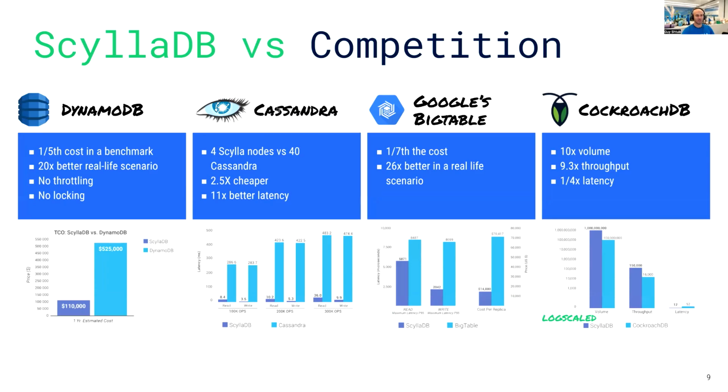Okay, some comparisons. I don't really want to get into this, but you can find all the details, the specific benchmarks with details for how to recreate them, when we compare to other databases. Let's take this one, Apache Cassandra. So one of our customers replaced 40 Cassandra nodes with 4 Scylla nodes. They got a solution that was 2.5x cheaper, and they got 11 times better latency. So yeah, it makes a lot of sense to switch to ScyllaDB for different reasons.